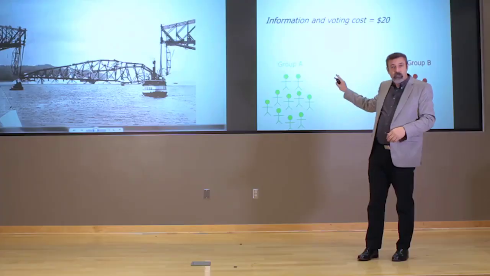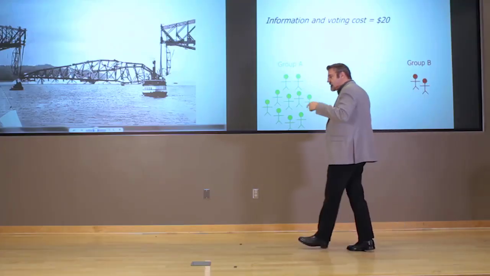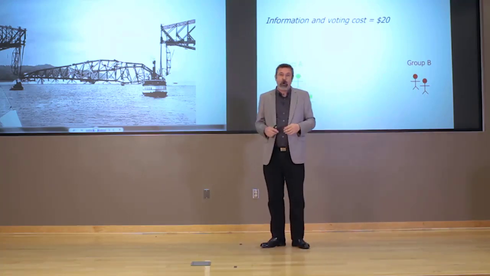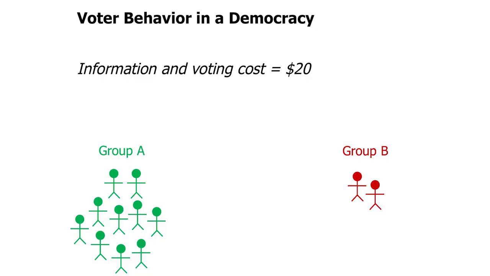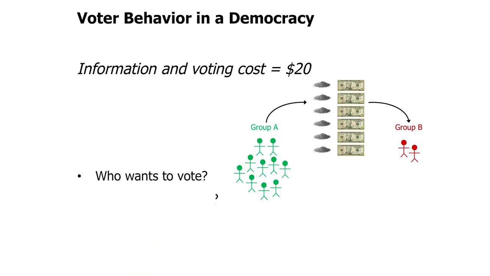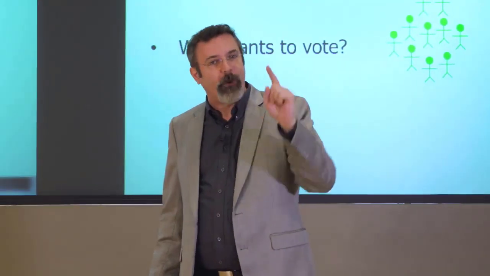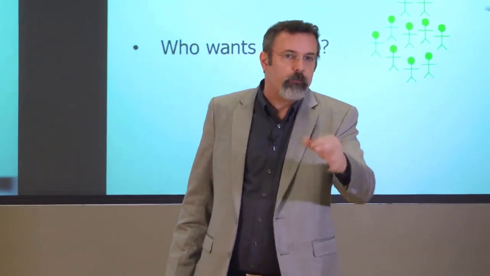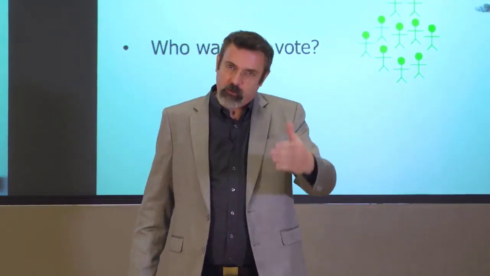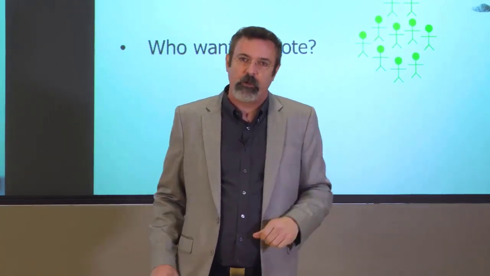And in our thought experiment, what we'll do is simulate this information and voting cost with a $20 fee. So I'm going to propose the same law for society. We're going to take $10 from everyone in Group A, we're going to burn half of it, and give what's left to Group B. And the people can vote for or against, I don't care how they vote, but to vote at all, you must pay $20. That $20 represents the information and voting cost.